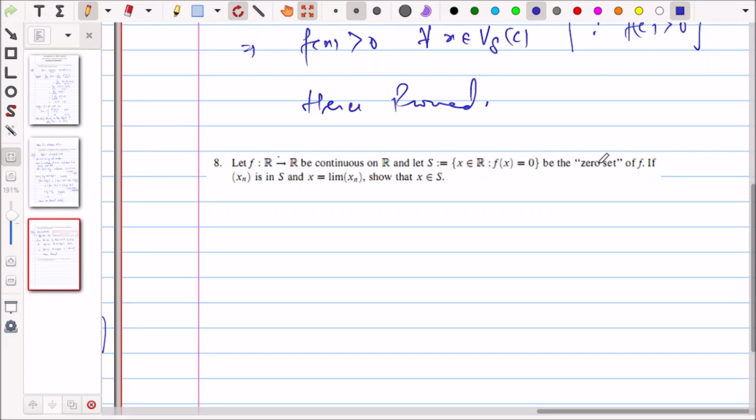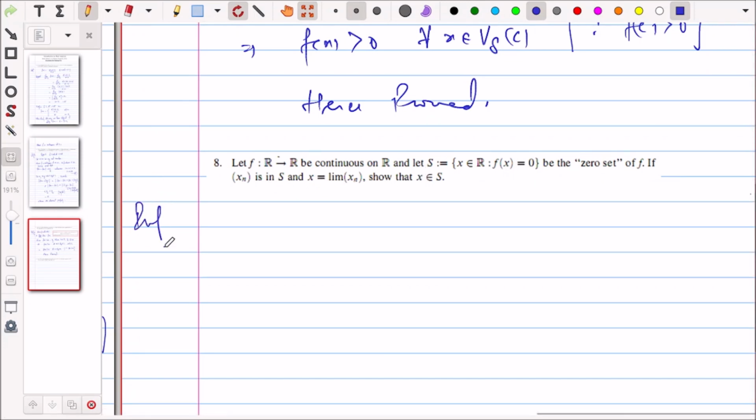So that is, it is the zero set of f, and we are given that x_n is a sequence in S that converges to x. We have to show that x belongs to S. So let us try to write its proof.